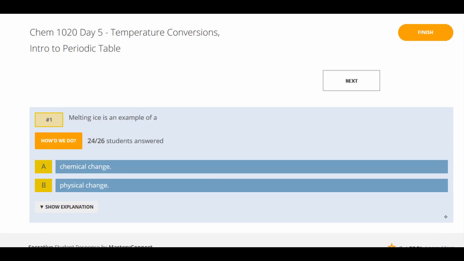Melting ice is an example of, hey, 92% of us had it right. It is an example of a physical change. That's because when we melt ice, what are we starting with?